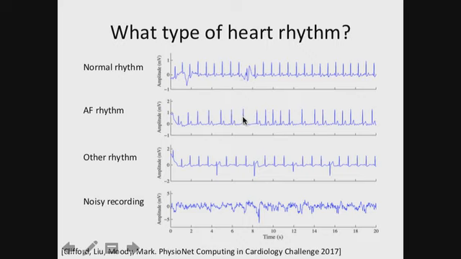What about another feature that could be predictive? Yep. "The spacing between the peaks is more irregular with the AF rhythm." The spacing between beats is more irregular with the AF rhythm. So you look at this, and you see how here this spacing is very different from this spacing, whereas in the normal rhythm, the spacing looks pretty darn regular.